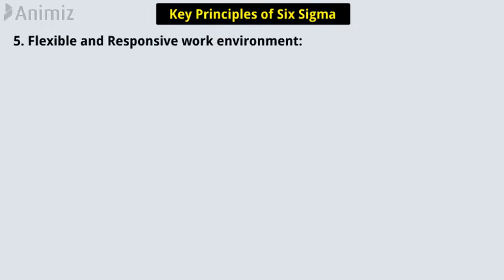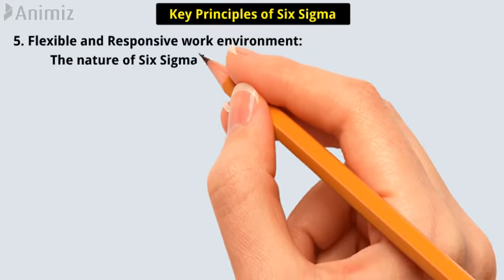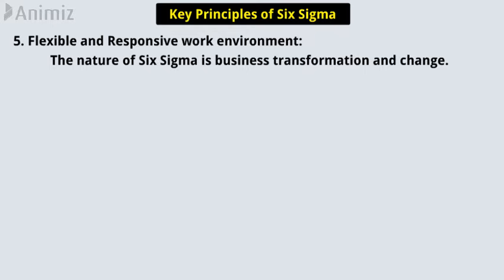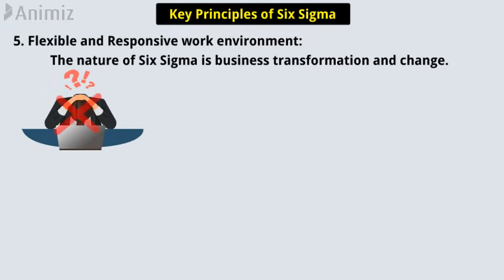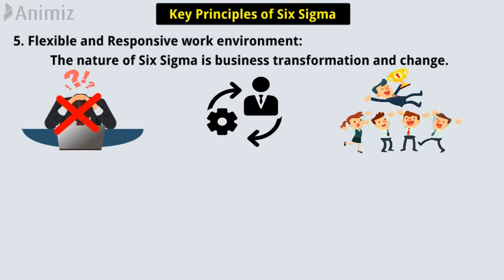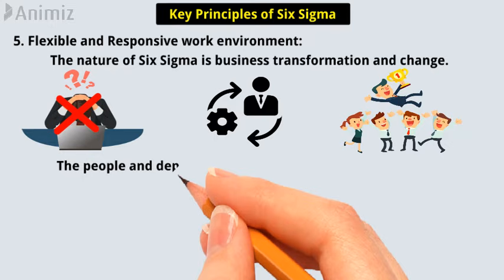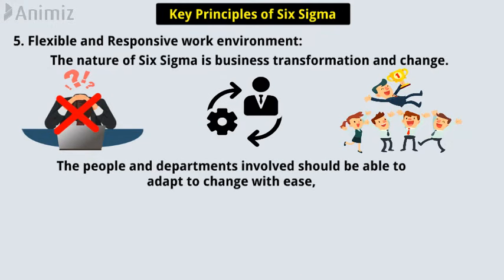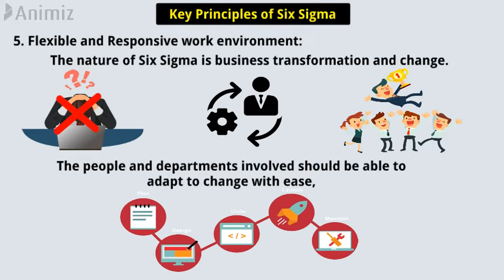5. Flexible and responsive work environment. The nature of Six Sigma is business transformation and change. When a faulty or inefficient process is removed, it calls for a change in the work practice and employee approach. The people and departments involved should be able to adapt to change with ease. So to facilitate this, they should design processes for quick and seamless adoption.